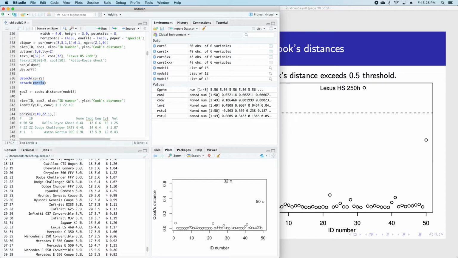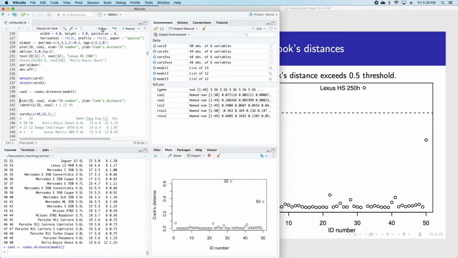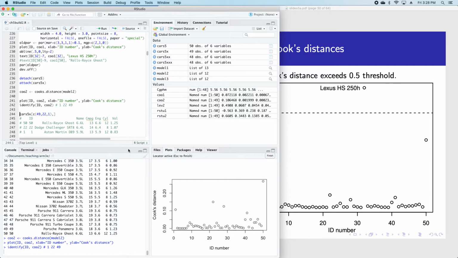And then we fit the model again, and now we can calculate the Cook's distances again. And so again, we'll draw a plot of the Cook's distances, and we'll use ID number on the horizontal axis to spread the points out, and we'll identify, well, we know this one is probably going to be the Rolls-Royce. And maybe let's identify a couple more as well. This one and this one.